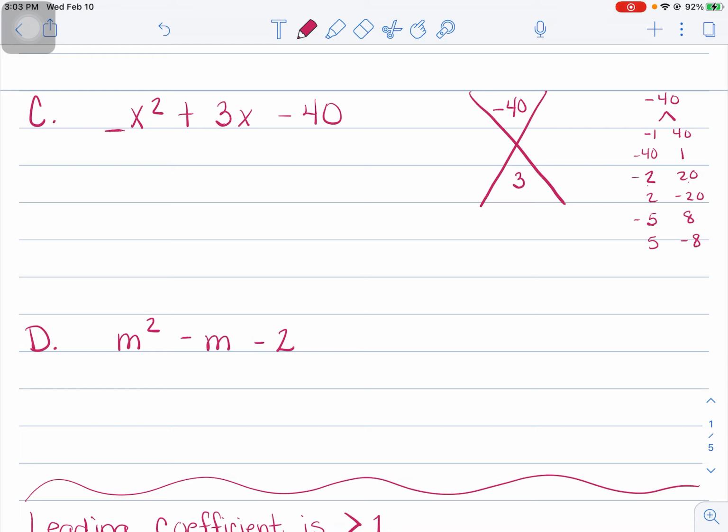But I have a 5 and an 8. Those will work, and I have to decide which one I want. I need this to be a positive 3. So obviously I'm going to need my bigger number to be positive. So I can use negative 5 and positive 8.